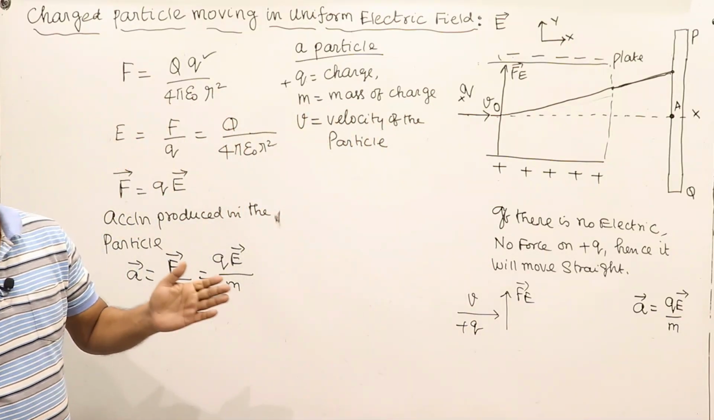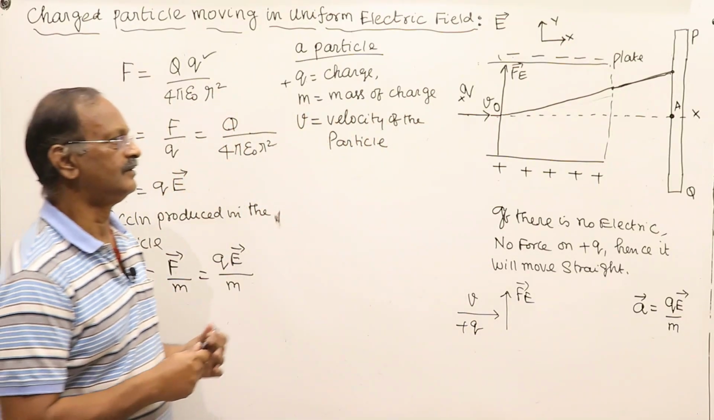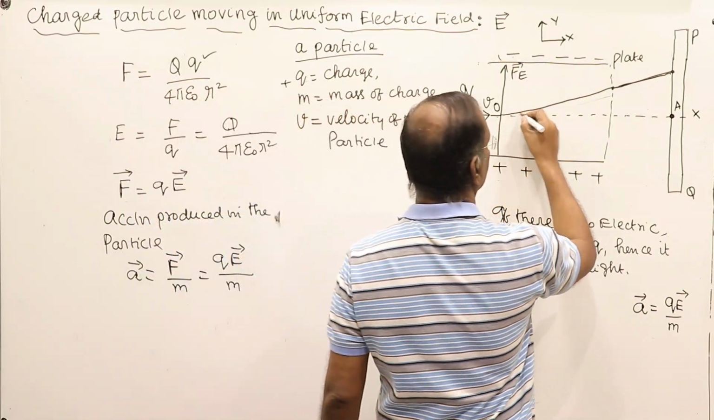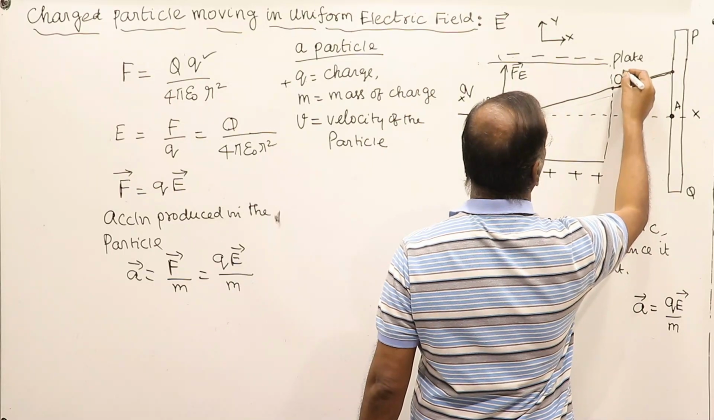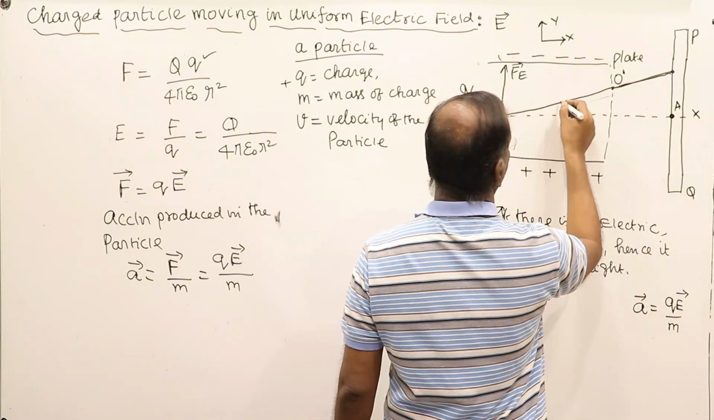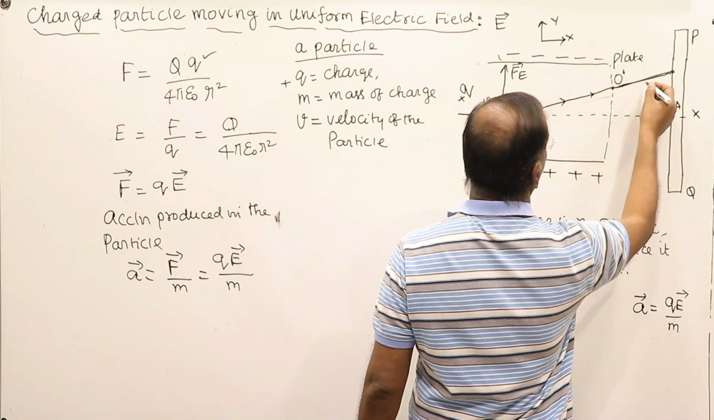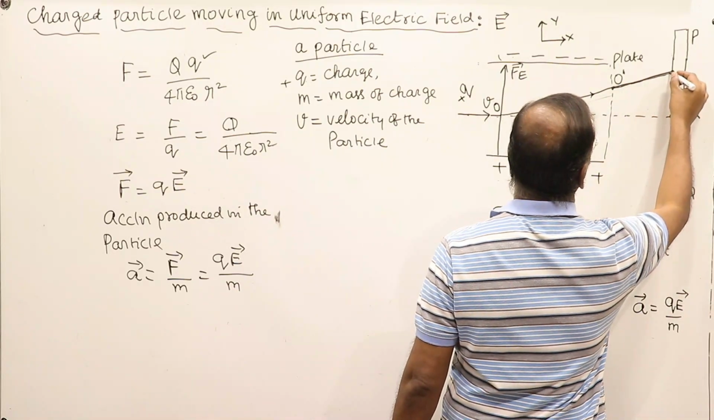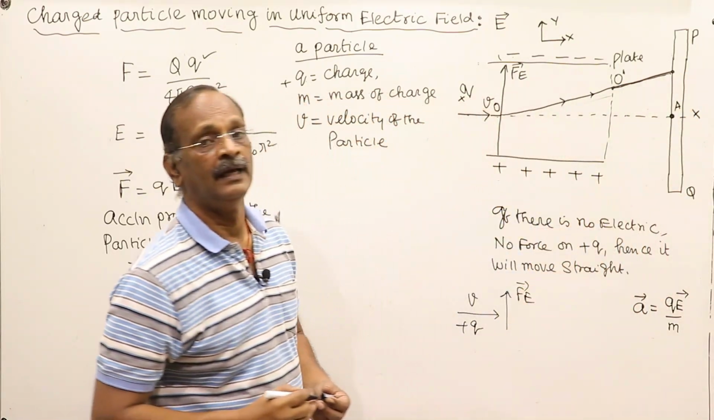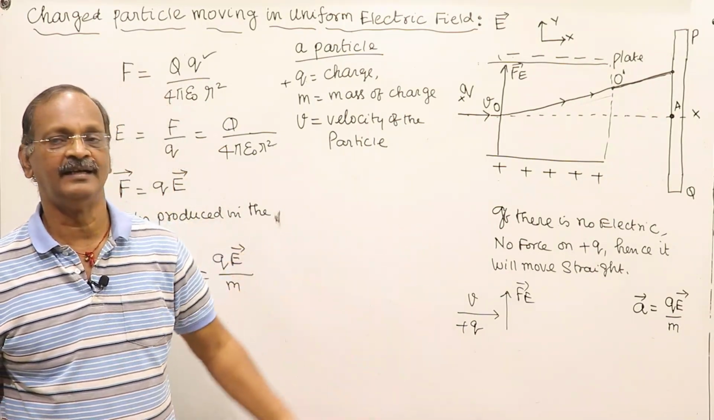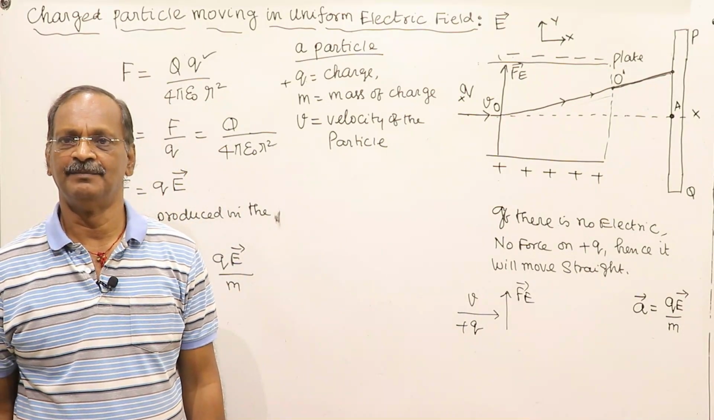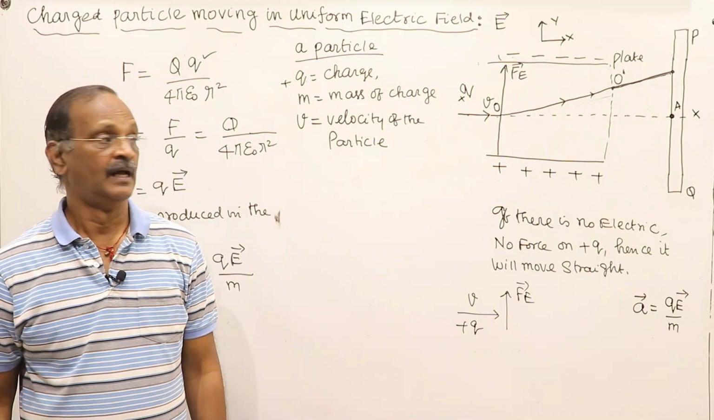Acceleration will also be along this direction. So the particle will move along this O, O dash. This will be the direction of the particle, and from here it will move straight. Right? So the magnitude of acceleration is what we have already written.